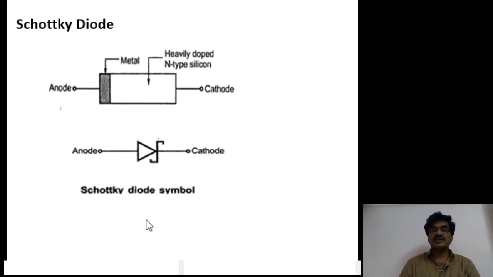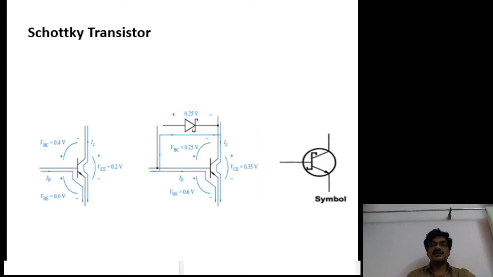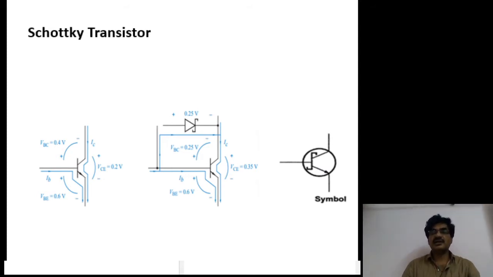If you connect this Schottky diode between collector and base, the resultant transistor is called the Schottky transistor, and this is the symbol used. If you use these Schottky transistors, the transistors may not enter into deep saturation. Because of entering deep saturation, the storage time is large.